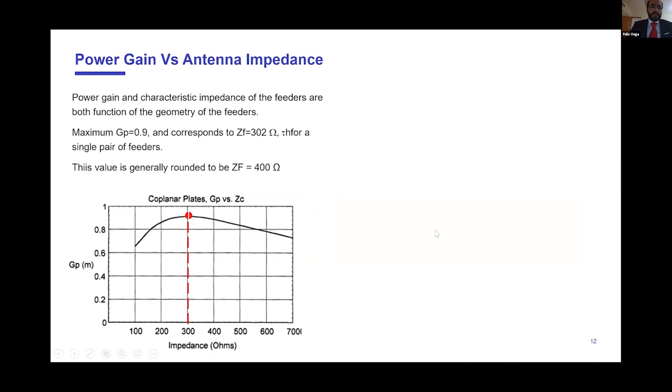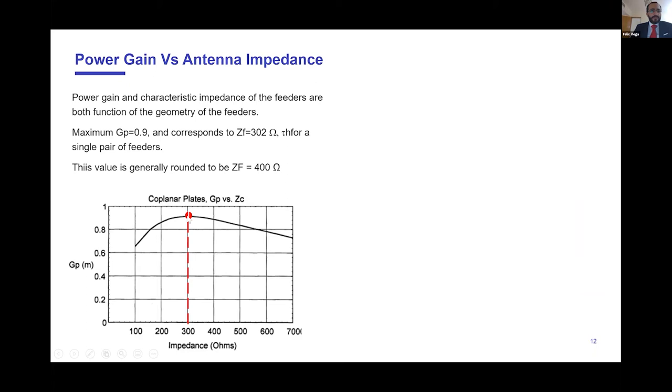This is important for many reasons, but especially because Dr. Farr defined this metric in one of his papers, and he arrived at the conclusion that the maximum power gain we can obtain is around 0.9, and it corresponds to an input impedance of the antenna of around 300 ohms. You can see in this graph that when the antenna has an input impedance of around 300 ohms, you have the maximum figure of merit, the maximum metric and the best performance of this antenna.